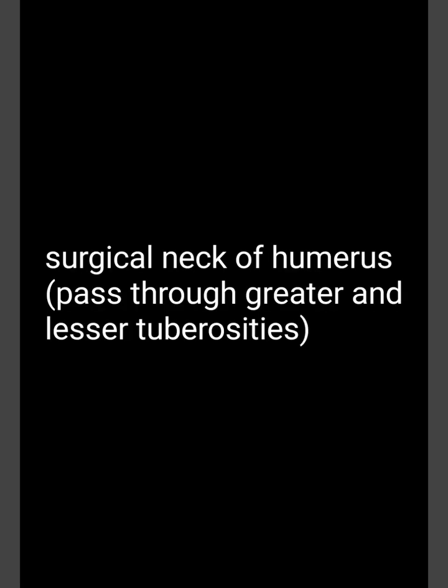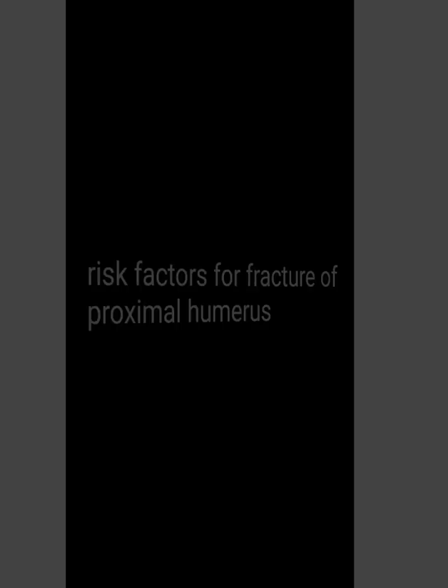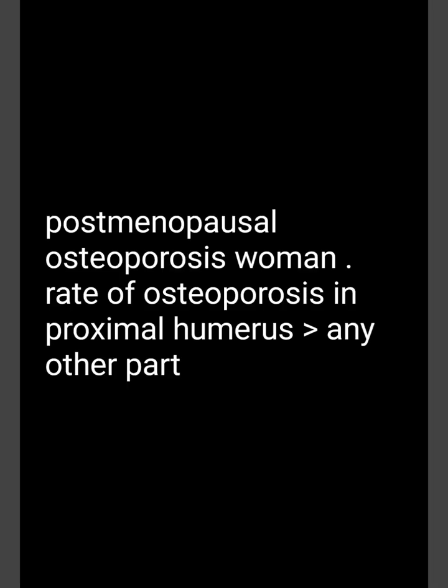Most common site of fracture of proximal humerus: surgical neck of humerus, which passes through greater and lesser tuberosities. Risk factors for fracture of proximal humerus: postmenopausal osteoporosis woman, rate of osteoporosis in proximal humerus greater than any other part.